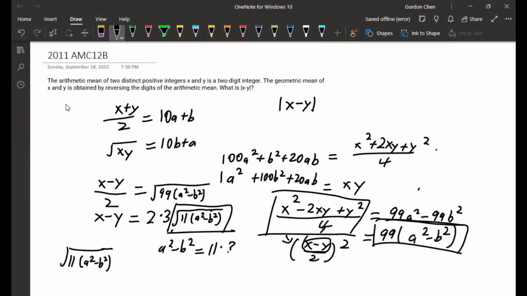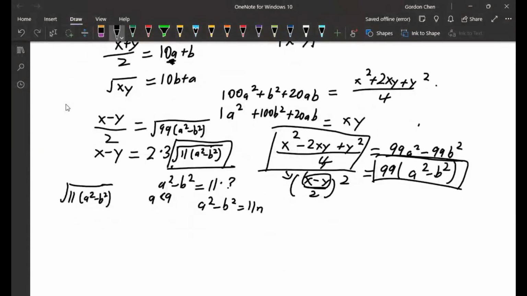We know that a is a digit because that's the definition that we gave it. It's a two-digit number, so a has to be the first digit, which is always less than 10. So a can at most be 9. So we have to say a squared minus b squared equals 11n. All right, I'll scroll down. Because a has to be at most 9, then a squared would be at most 81.